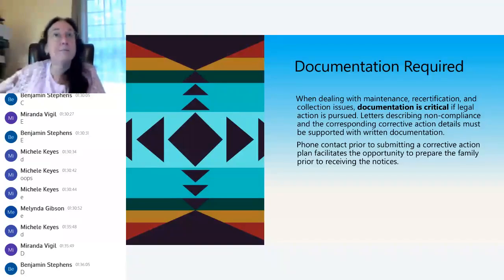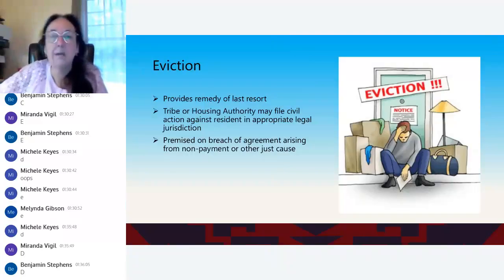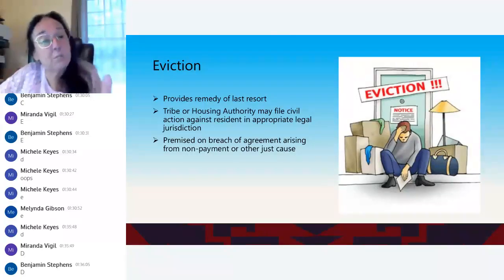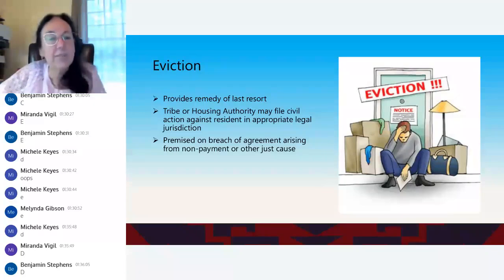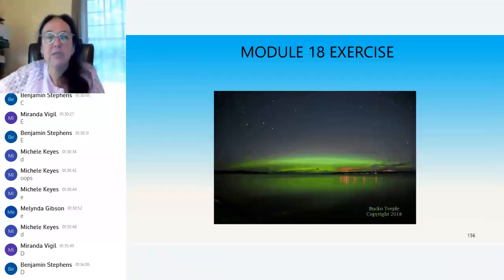You've talked to them and said, hey, we're calling you regarding this past balance, and we're going to be starting this procedure. Basically 3 strikes and it's got to be fixed. So eviction provides the remedy of last resort. Your tribe or housing authority may file civil action against a resident in appropriate legal jurisdiction premised on the breach of agreement arising from non-payment or other just cause.